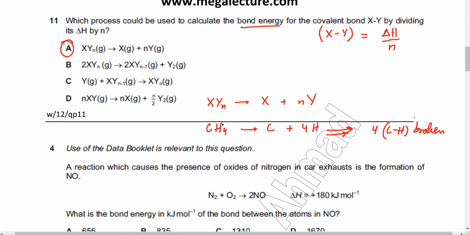I mean, that's endothermic. Energy would be needed to break these bonds. How many bonds did I form? I did not form any bonds. There's a single carbon atom and there are 4 separate hydrogen atoms. So no bonds formed.